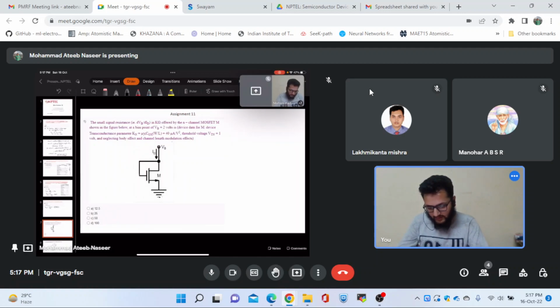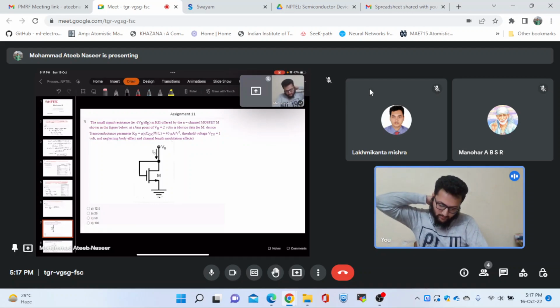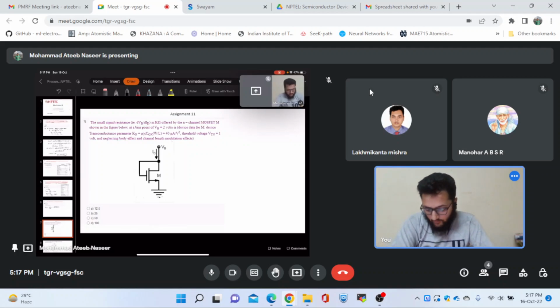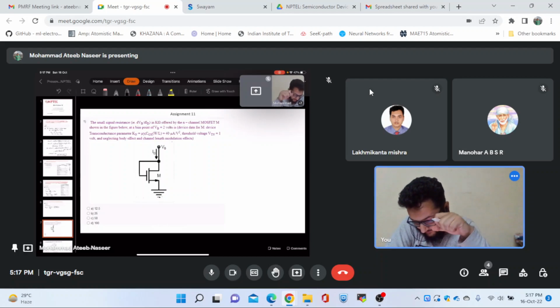Let's move towards another assignment, which is the circuit part of this course. Mostly this is where the circuits will come in, and we will have the small signal models to deal with.